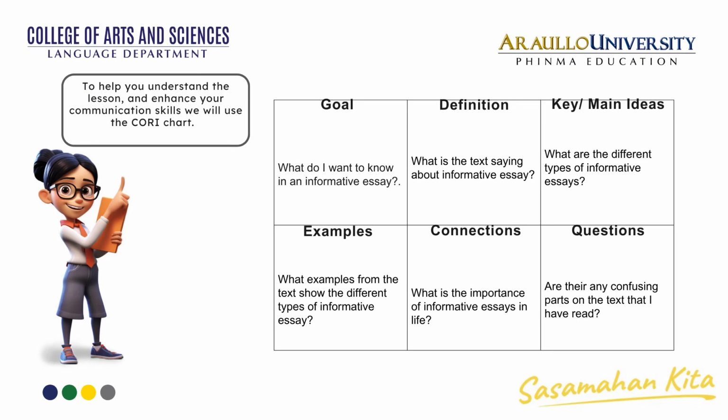As you can see, there are 6 boxes to complete for the CORI chart. The goal would be, what do I want to know in an informative essay? The definition would be, what is the text saying about informative essay? The key or the main ideas would be, what are the different types of informative essays? Examples would be, what examples from the text show the different types of informative essay? Connections would be, what is the importance of an informative essay in life?